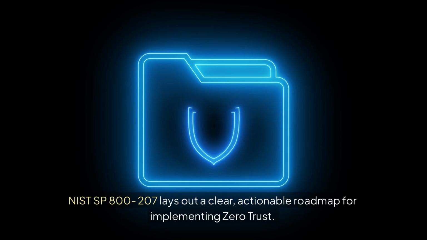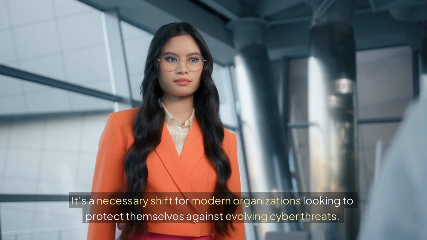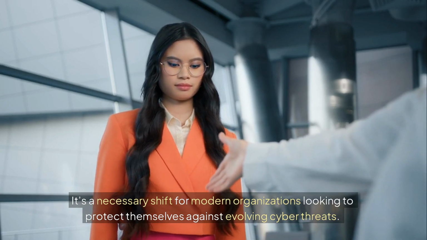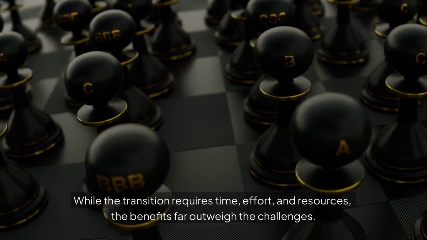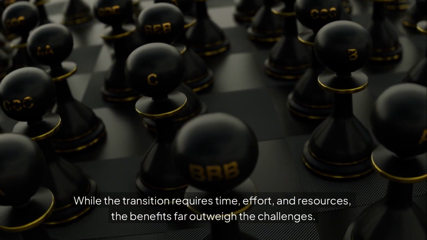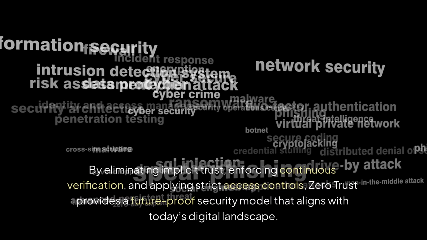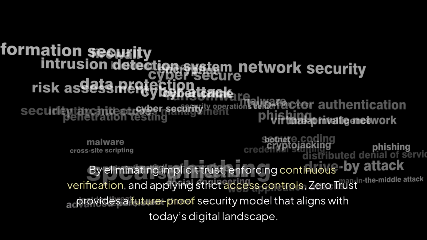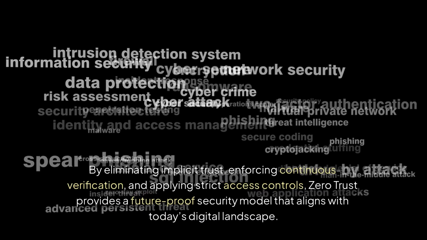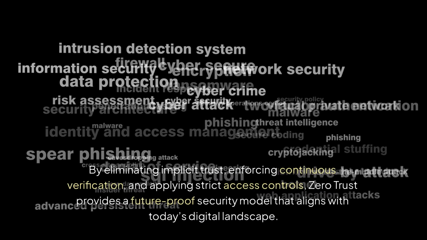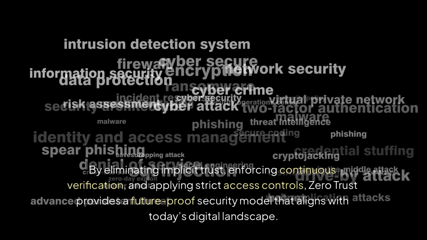NIST SP 800-207 lays out a clear, actionable roadmap for implementing Zero Trust. It's a necessary shift for modern organizations looking to protect themselves against evolving cyber threats. While the transition requires time, effort, and resources, the benefits far outweigh the challenges. By eliminating implicit trust, enforcing continuous verification, and applying strict access controls, Zero Trust provides a future-proof security model that aligns with today's digital landscape.